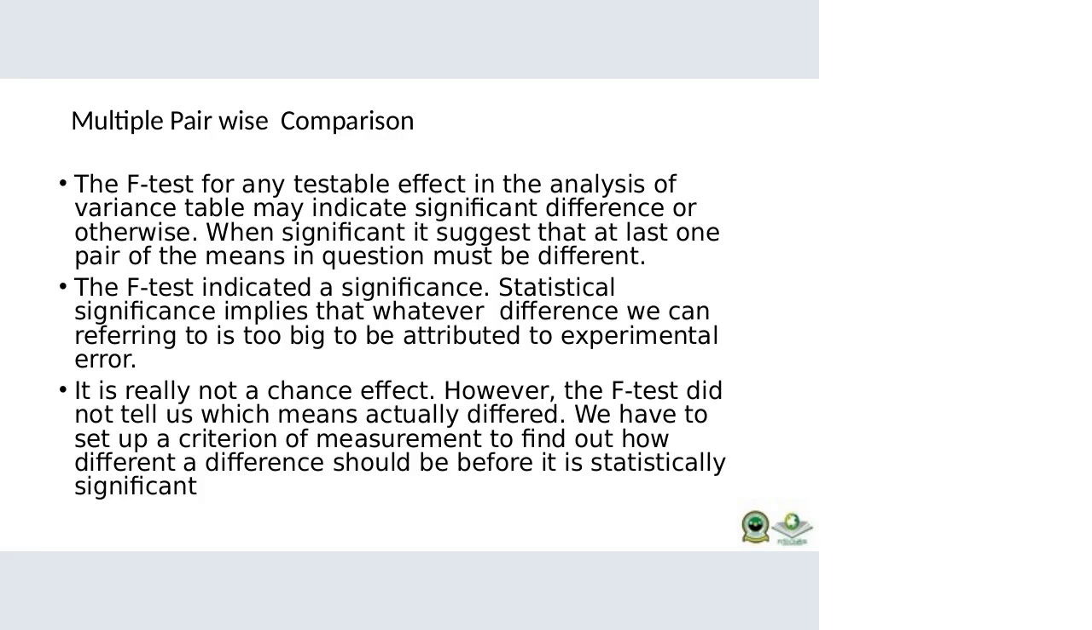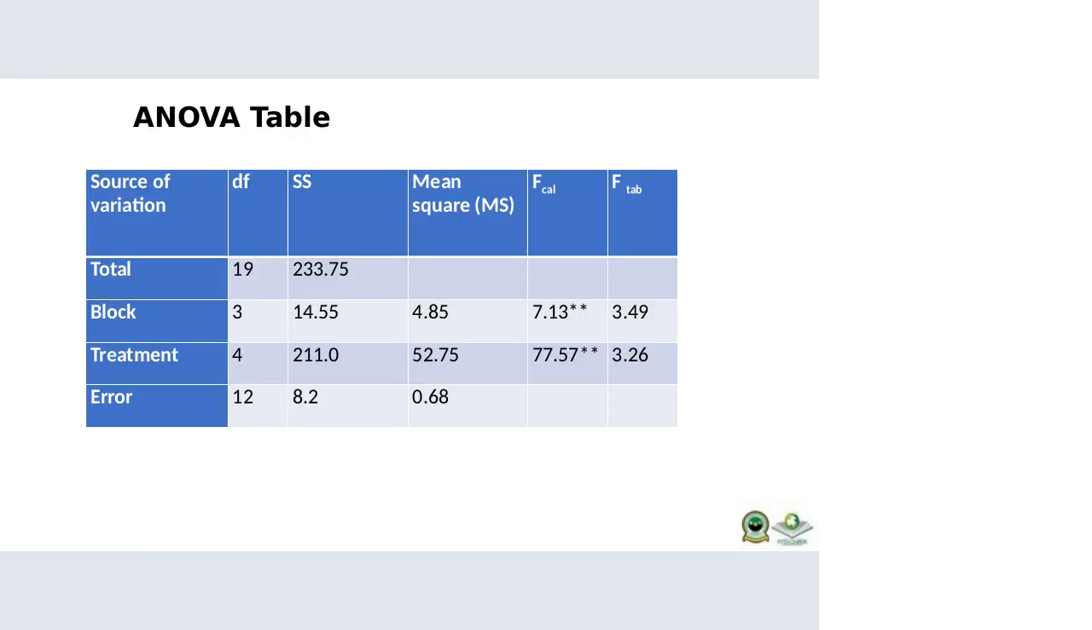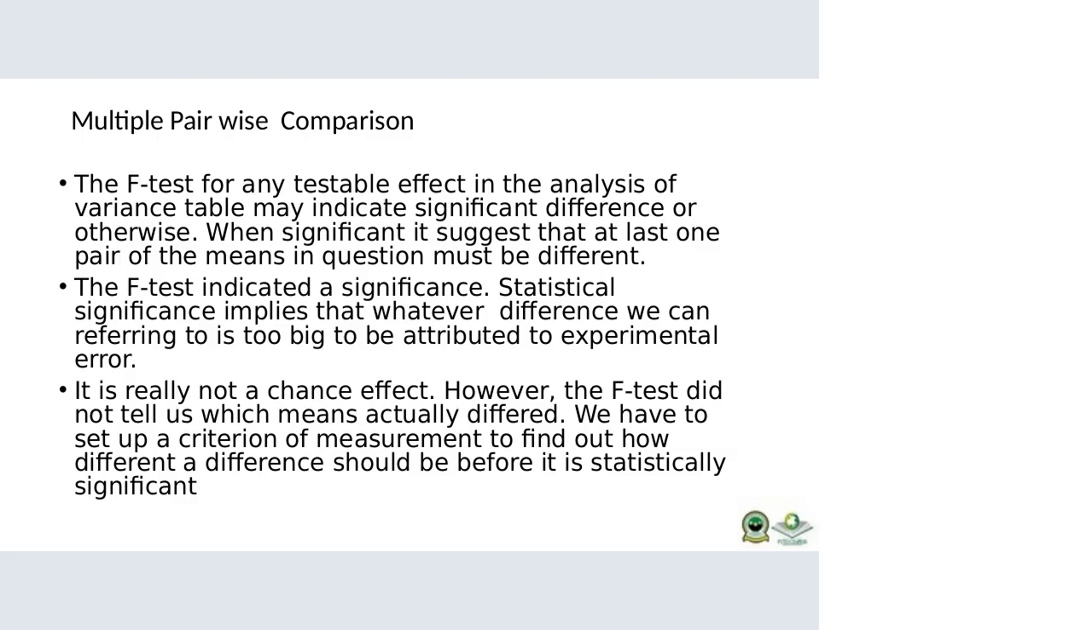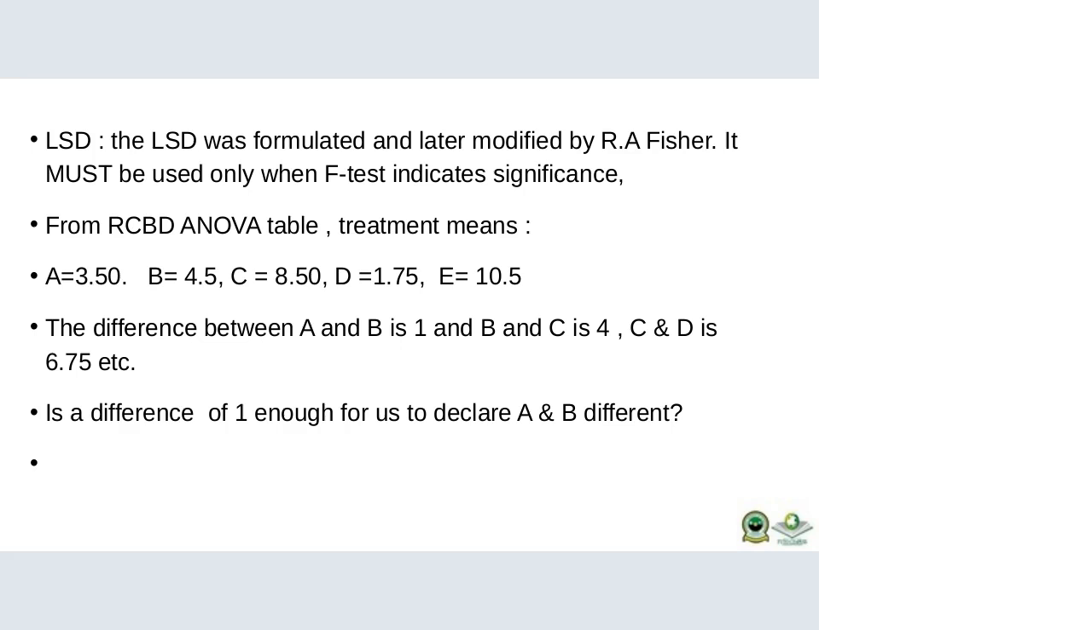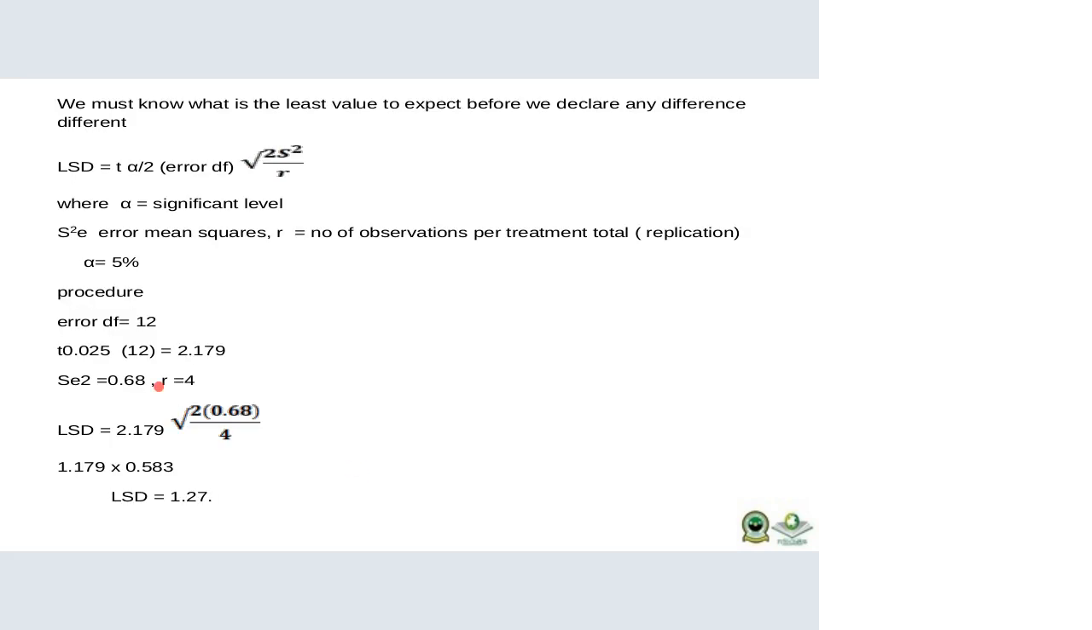Let's go back to that. You get the error mean square. The error mean square is 0.68. You obtain it here. This is where you get it. Then let's go back and substitute. I just want to take you back there so that you understand how we got this. And the number of replicates, of course, is 4.